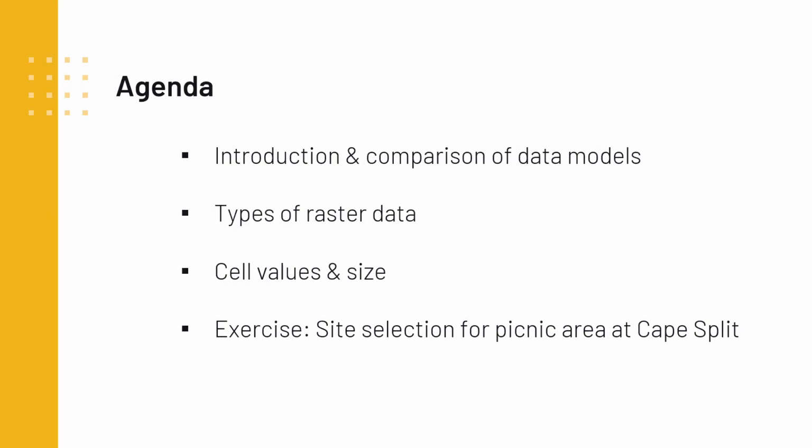The agenda for today's session: I'm going to introduce and compare the two main data models in GIS, Vector and Raster. Next, we're going to talk about the types of raster data. Then we're going to talk about cell values and size and how the size relates to the resolution of the raster. Then we're going to do an exercise to find a site selection for a picnic area in Cape Split.